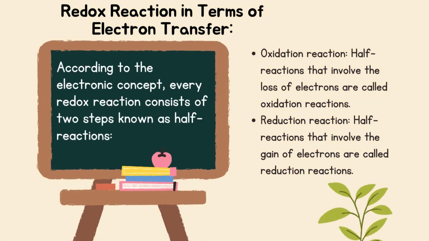Next is redox reaction in terms of electron transfer. According to the electronic concept, every redox reaction consists of two steps known as half reactions. First is oxidation reaction. Half reactions that involve the loss of electrons are called oxidation reactions. Second is reduction reaction. Half reactions that involve the gain of electrons are called reduction reactions.